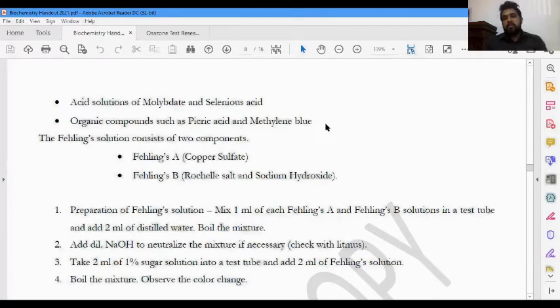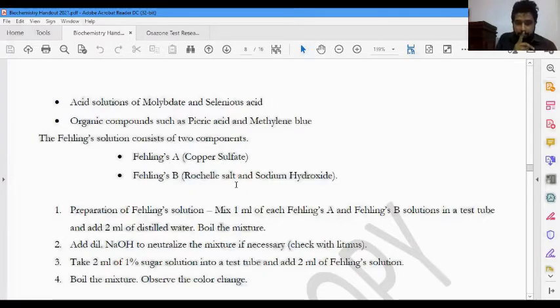After preparing Fehling solution, definitely you have to check that with litmus, acidic or basic. This contains sodium hydroxide. Usually, the Fehling solution should be slightly basic, and whenever we need Fehling solution, we prepare it freshly. We do not store Fehling solution for a long period of time.